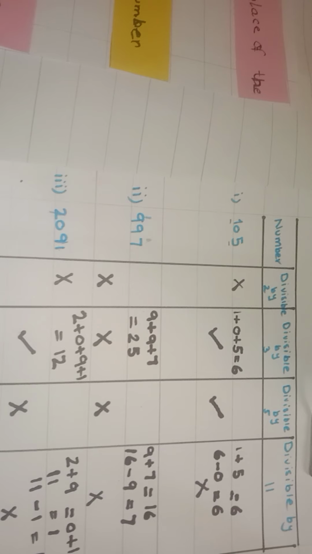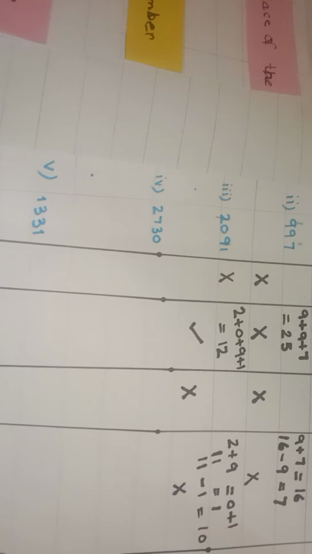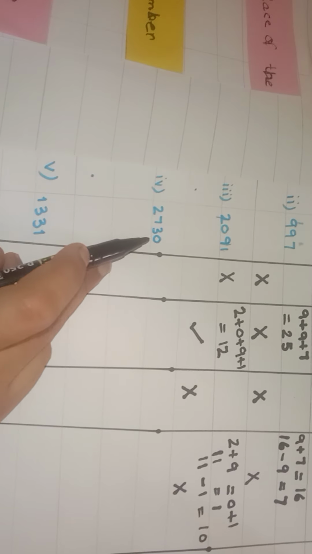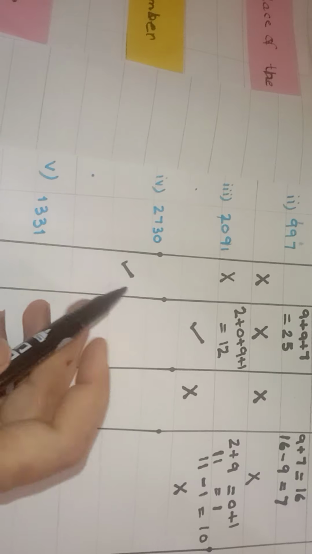Let's see another part. Part number 4 is 2730. For divisibility of 2, its last number should be even, which is 0. It means it is divisible by 2. 0 is also an even number.